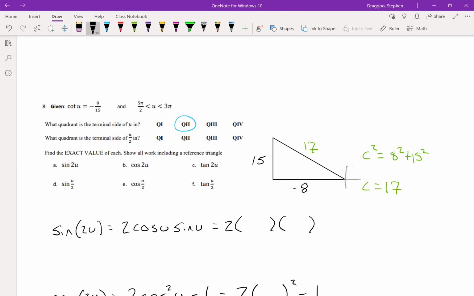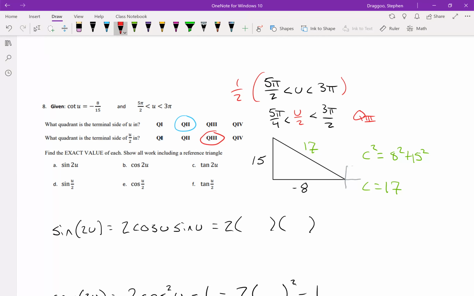And we'll find an inequality for u over 2. So we'll take 5 pi over 2 to u to 3 pi. Multiply that whole thing by 1/2, giving us 5 pi over 4 to u over 2 to 3 pi over 2. And that inequality is in quadrant 3. So when it comes to our half-angle formulas, again, we're going to go to quadrant 3 to decide if I want a positive or a negative out of the plus or minus. Oh, but let's go ahead and look at the double angle formulas first.